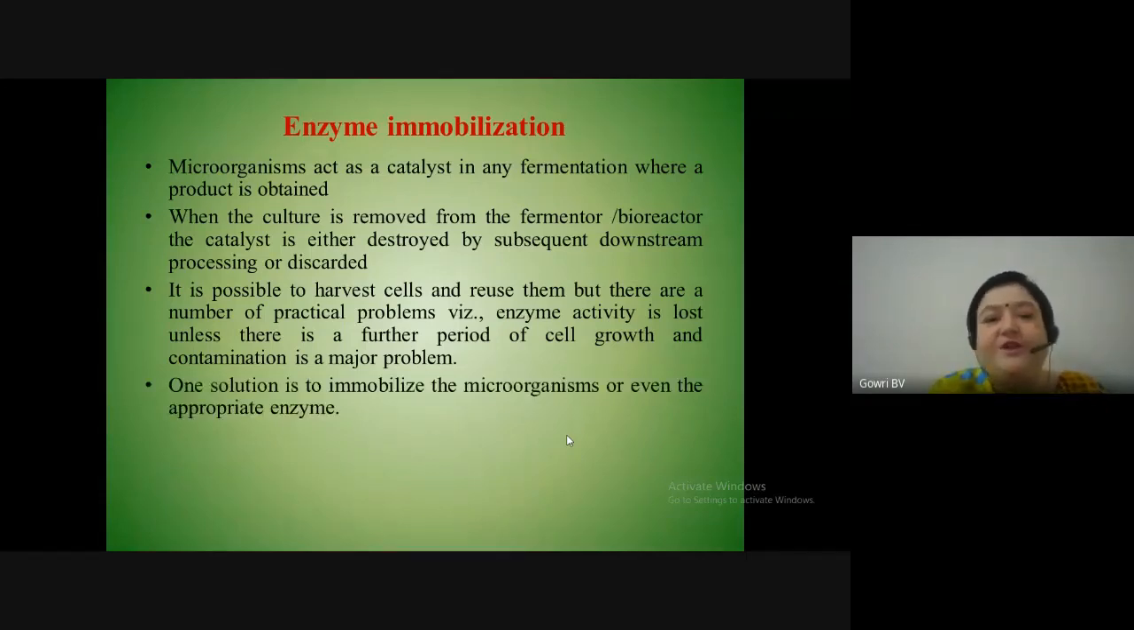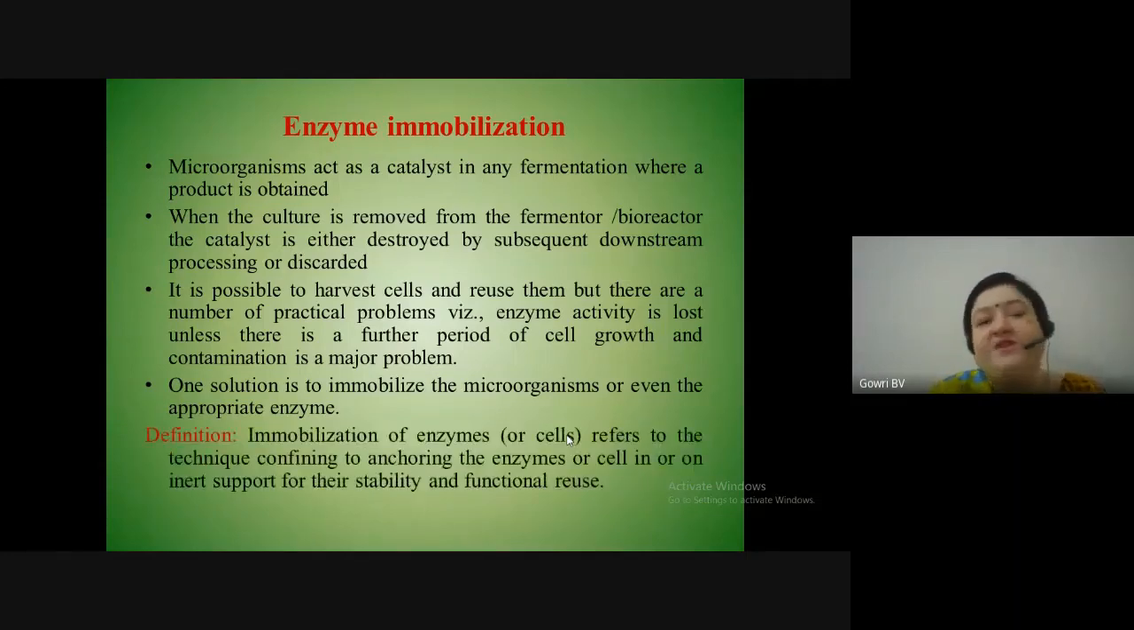And one solution is to immobilize the microorganisms, or of course the appropriate enzyme. So to make it reusable, or in order to avoid contamination, or in order to make it functionally stable, you can immobilize the enzyme or the microorganisms that are used as catalyst in a fermenter reaction. And a very important 2-mark definition. As such, enzyme immobilization is a very important 5-mark question.